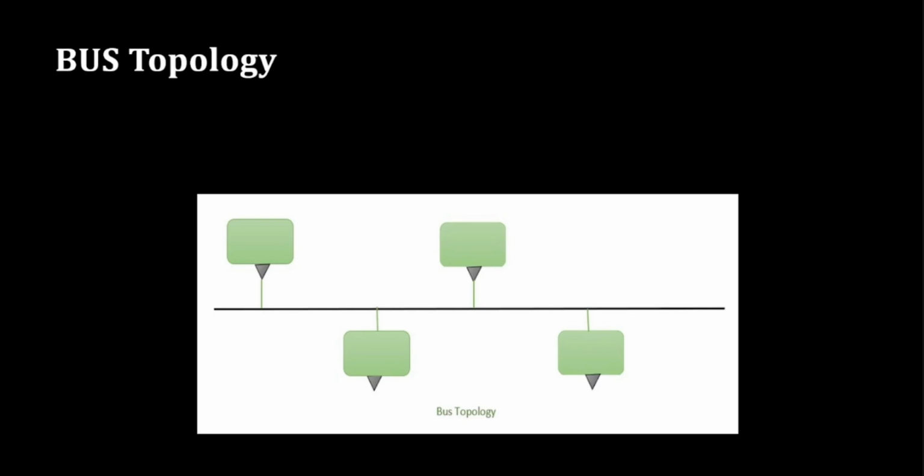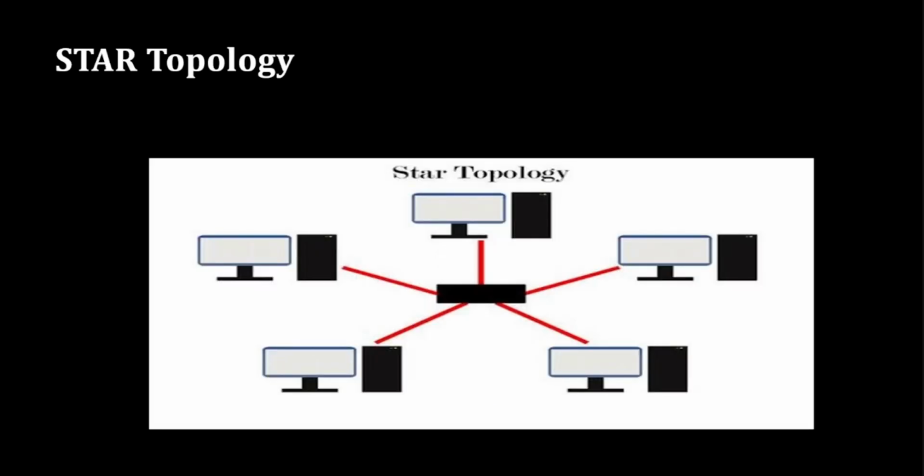In this, we can see there is a single communication line shared by devices, like all the cars on one road, and a device can talk on this line. Then we have a star topology. In this star topology, you can see there is a central hub. So devices connect to a central hub.